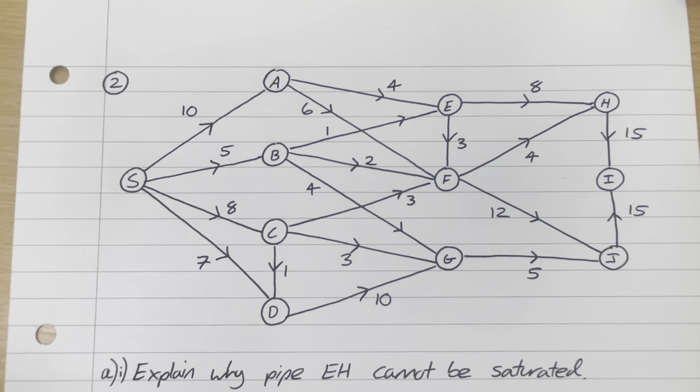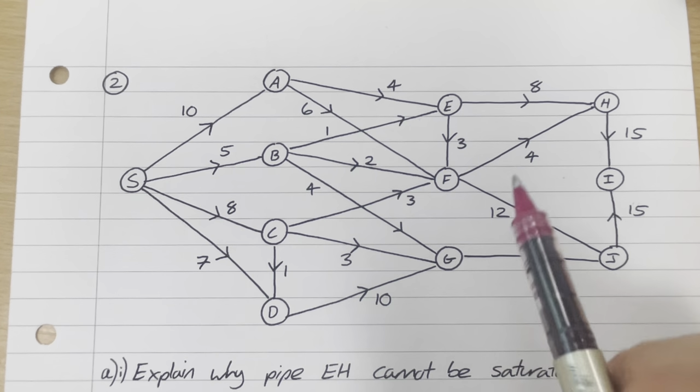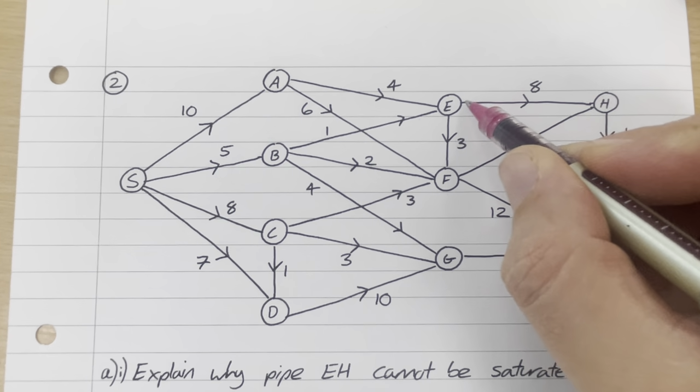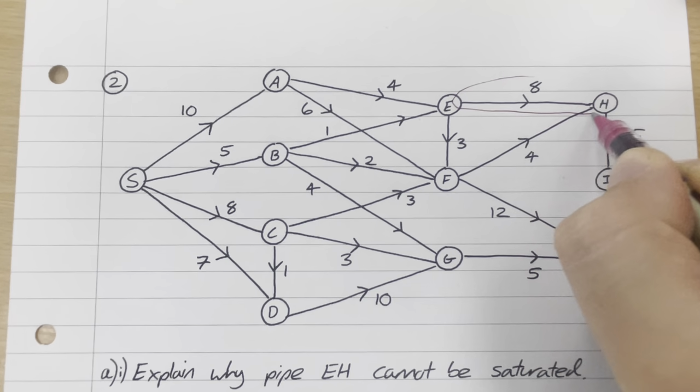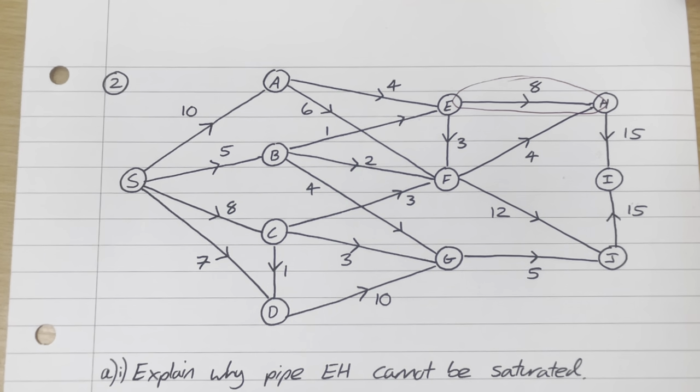So just be careful with questions like this, that you are clearly seeing which numbers go with which arcs. Okay, so EH is the one we're looking at. So that's this arc here. Why can this not be saturated? When you get a question like this, it's usually because the flow out can't equal that number, or the flow in can't equal that number.